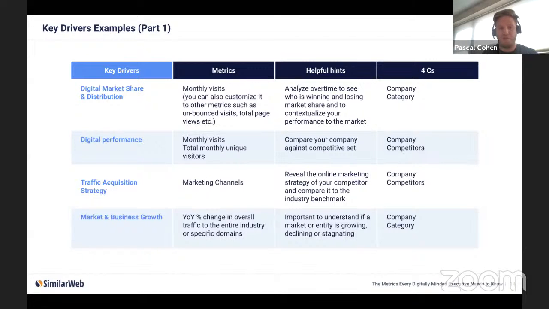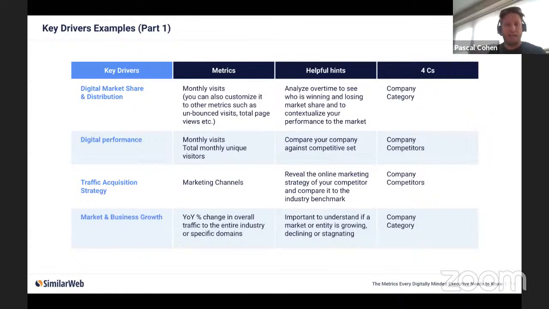And this is really important. Market and business growth is super important to monitor over time, to see whether you want to expand to a certain market or not. With that being said, I don't want to show too much text, of course. I want to also show you some live examples.